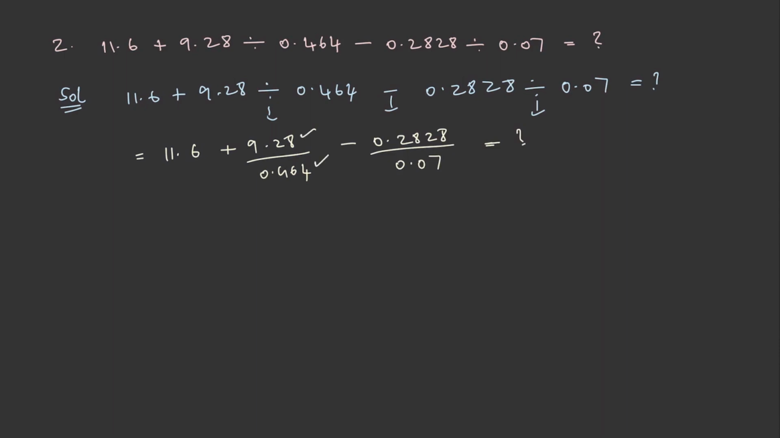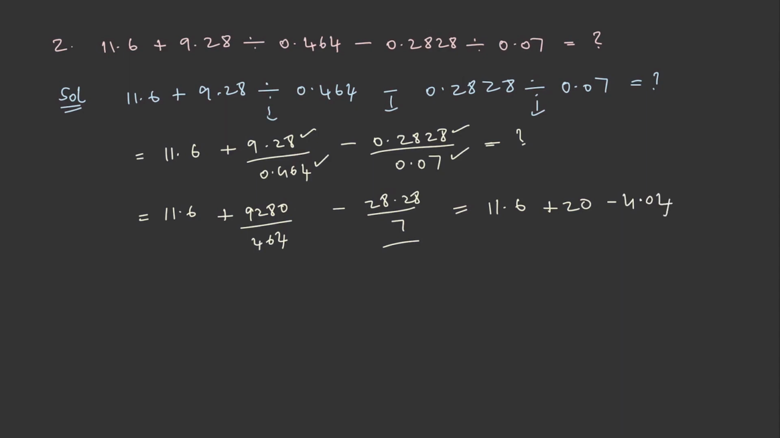On converting these two into fractions, we get 11.6 plus 9280 by 464 minus 28.28 by 7. On converting these two as well, we get the following form. And this on further simplification will be 11.6 plus 20 minus 4.04, which will be equal to 27.56. This is how you solve the general questions in simplification. This is how we solve questions related to BODMAS rule.